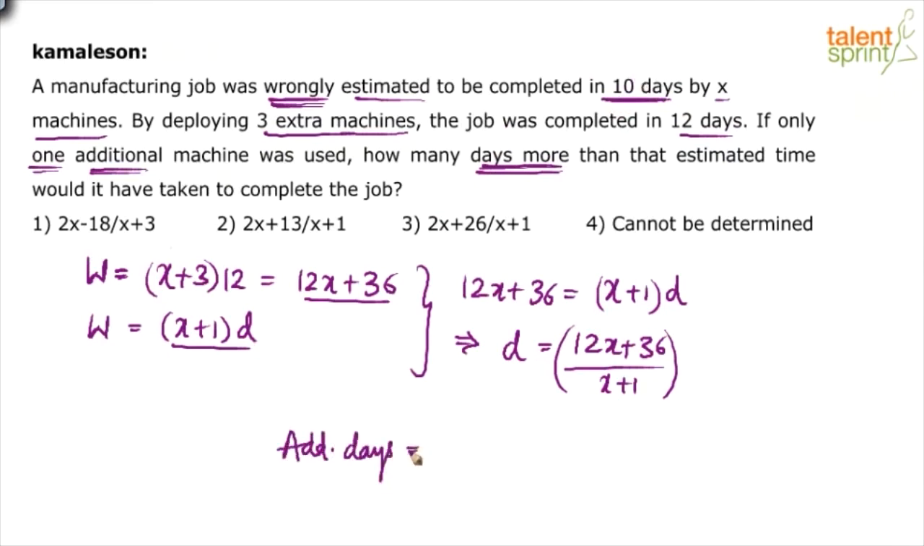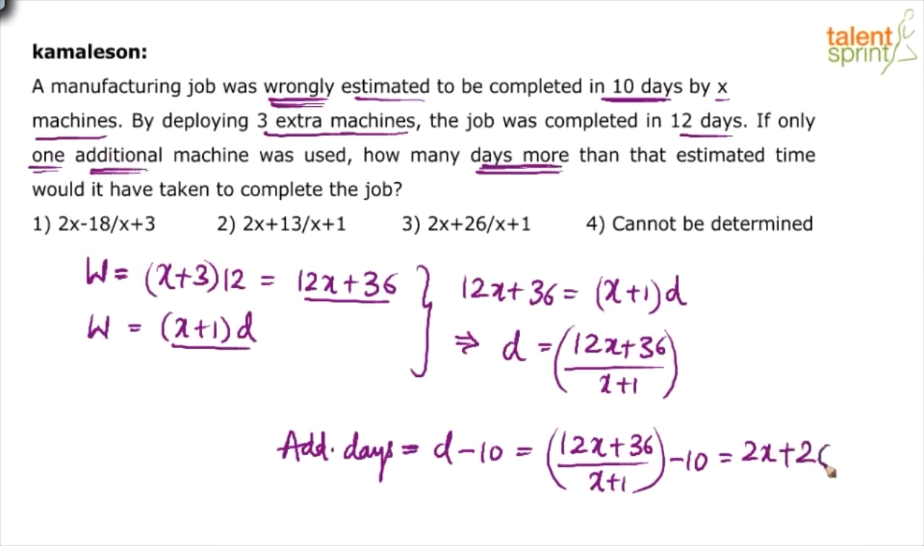So the additional days can be taken as D minus 10 because the estimated time was 10 days. So from total days, if you subtract 10, you get the answer. So 12x plus 36 upon X plus 1 minus 10. So what happens? 12x minus 10x is 2x, 36 minus 10 is 26, divided by X plus 1. So 2x plus 26 divided by X plus 1. Option 3 would be the answer.